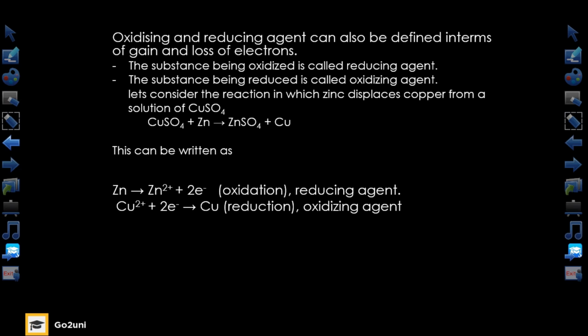Copper sulfate plus zinc to give us the compound zinc sulfate plus copper. So we are trying to look at who has been reduced and who has been oxidized, and who is therefore the oxidizing agent and who is the reducing agent. Now let's express that correctly on the white screen.